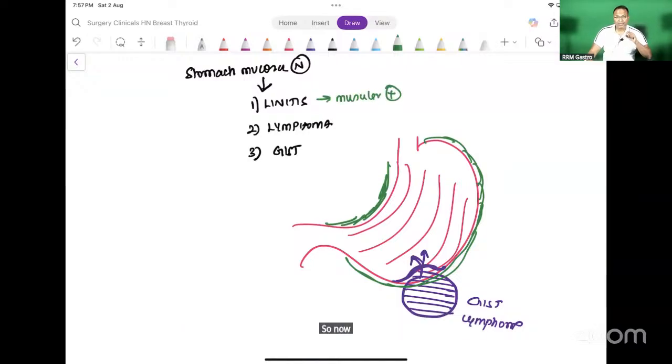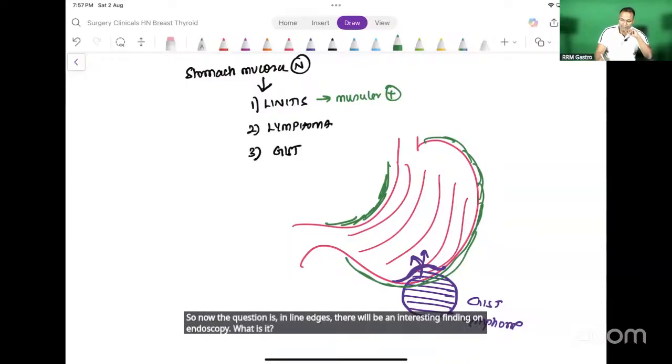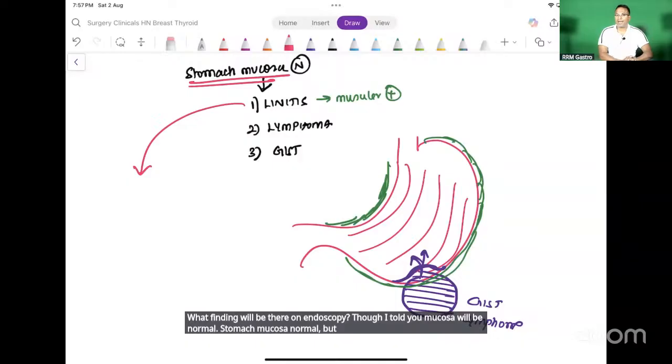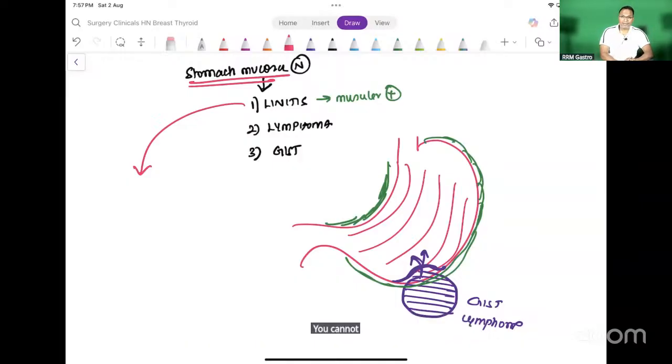Now the question is, in linitis there will be an interesting finding on endoscopy. What is it? Though I told you the mucosa will be normal, one finding is there in linitis. In endoscopy, what do we do? We push gas inside and distend the stomach. It will not expand.